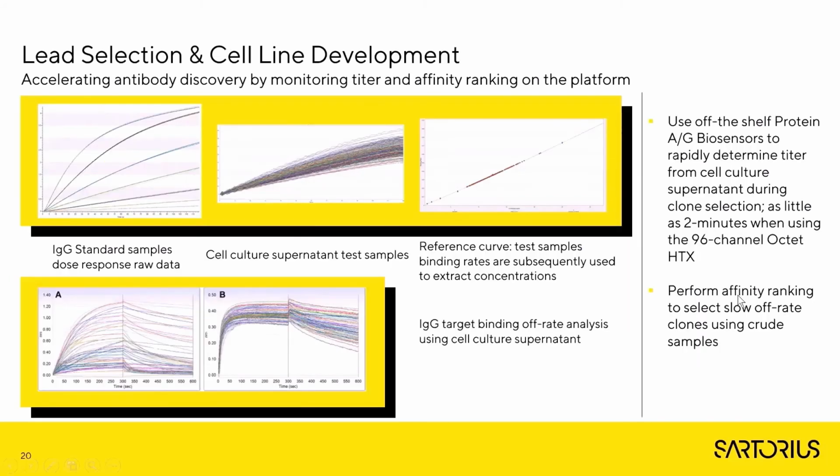You can also run titer determination in parallel with affinity ranking experiments. Through the off-rate measurements, antibodies with the optimal binding profile can be identified very easily. And here, this is BLI Technologies' strong value proposition, as we have a significant reduction of time in comparison to conventional technologies like analytical HPLC or ELISA by a factor of 25.